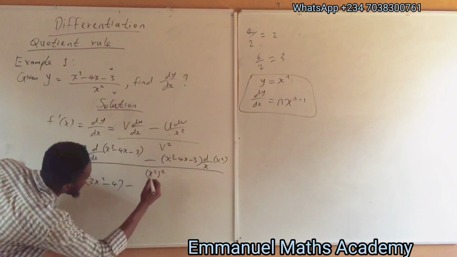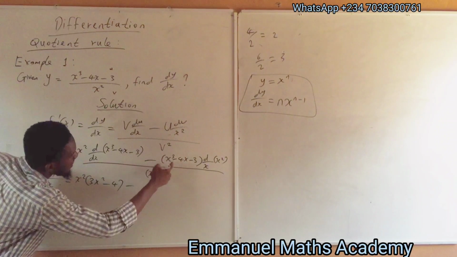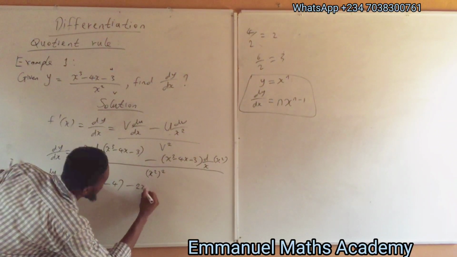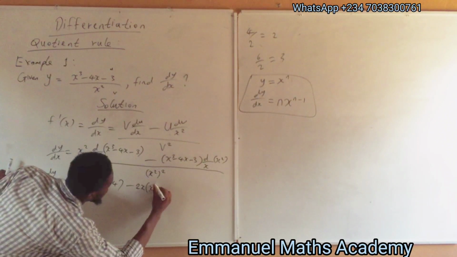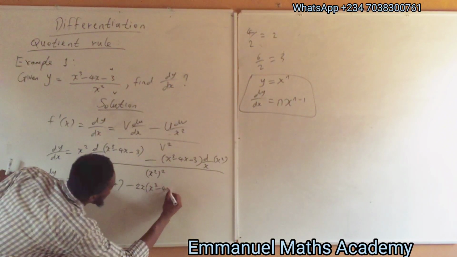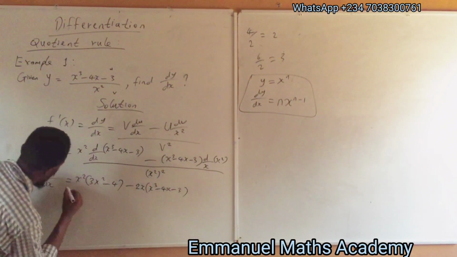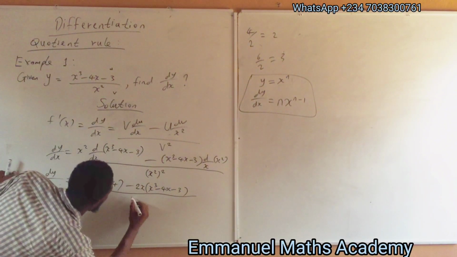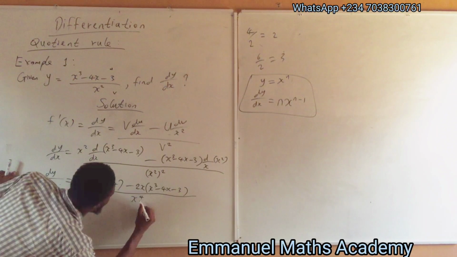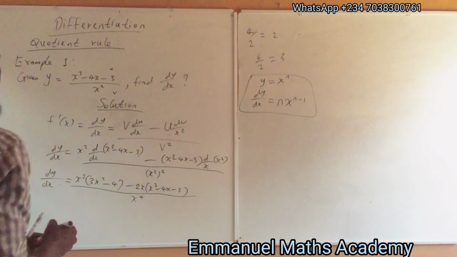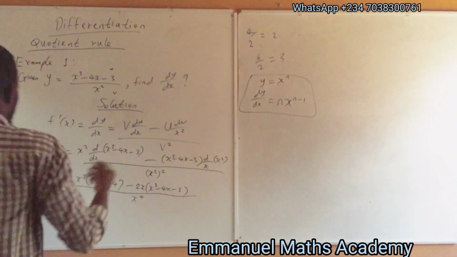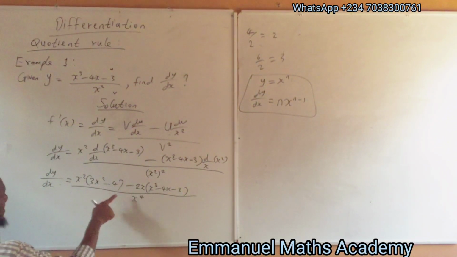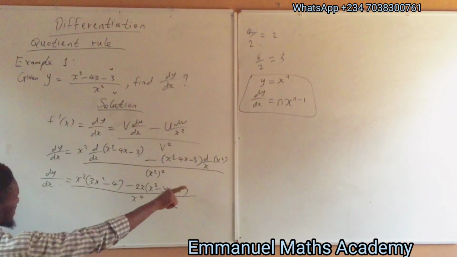So here again, you keep this. If you differentiate this, you have 2x. Is that correct? You have x to the power 3 minus 4x minus 3 all over x to the power 4. Is that correct? Now, you use this x squared to open up this bracket. Also use this minus 2x to open up this bracket.